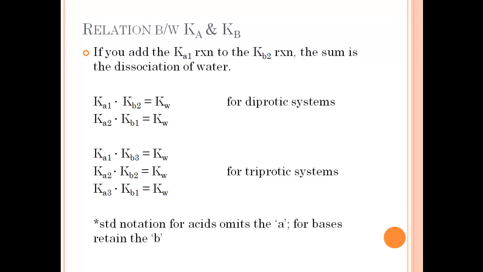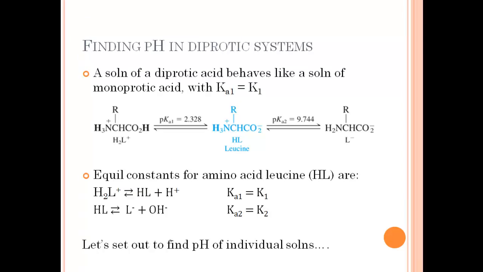But just realize that. And these are the relationships that you will use maybe in some problems. So keep them in mind. Remember, you don't have to memorize them. So let's try to do an example. If I want to find the pH in a diprotic system, how would I do that?